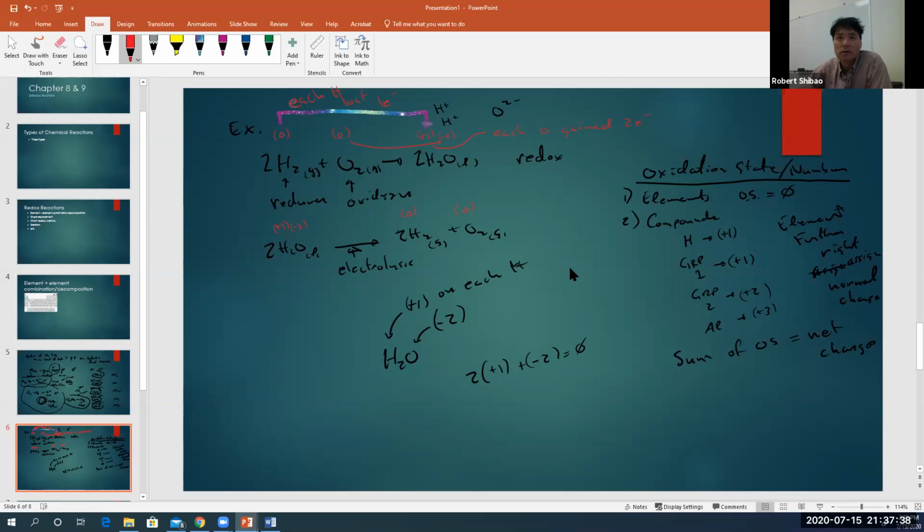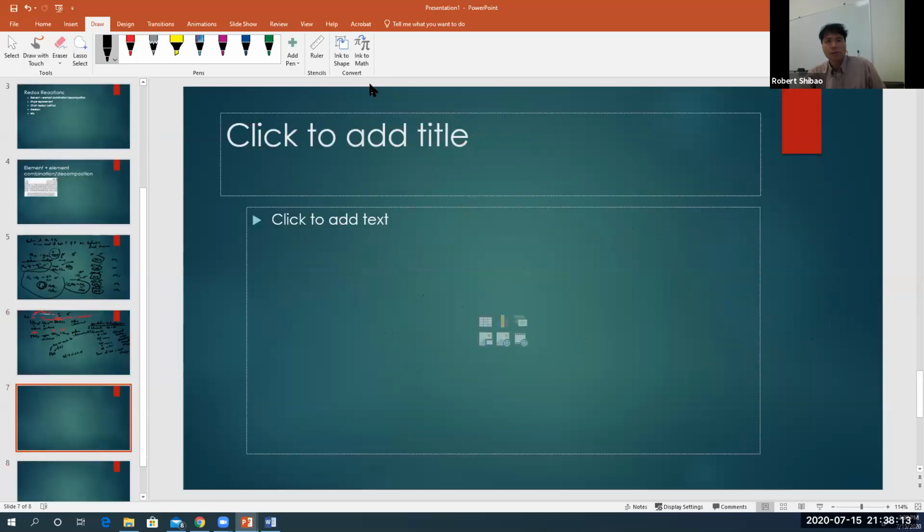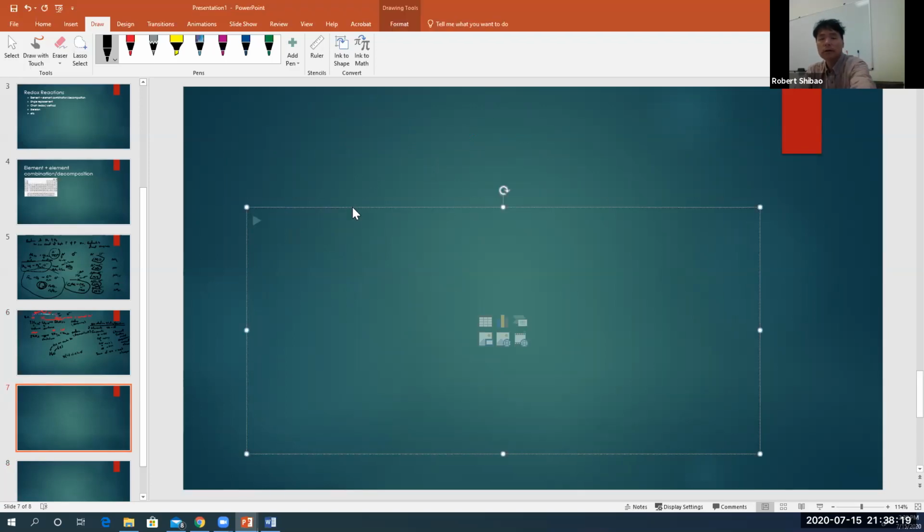Your book is going to subcategorize these. Your book calls this a redox combination because we're combining the elements to form a compound. And this is a redox decomposition. All right, let's take a look at some others here. Combination reactions.